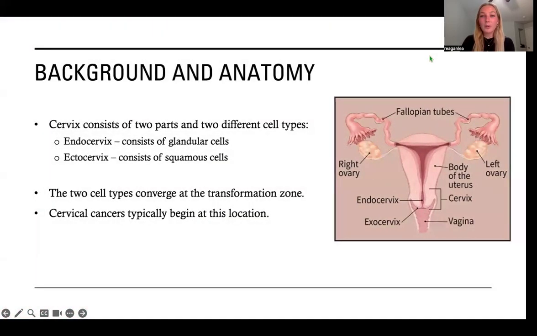So, some background information and anatomy. The cervix consists of two parts, and there are also two different cell types. You have the endocervix, which consists of glandular cells. These cells help to produce mucus. And then you have the ectocervix, which consists of squamous cells. These are flat cells that can be found in tissues and organ linings. These two cell types converge at the transformation zone, and cervical cancer typically is found at this location in the beginning.